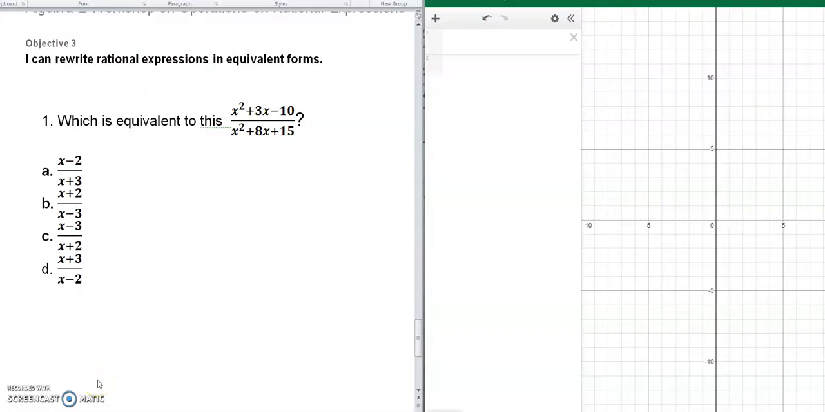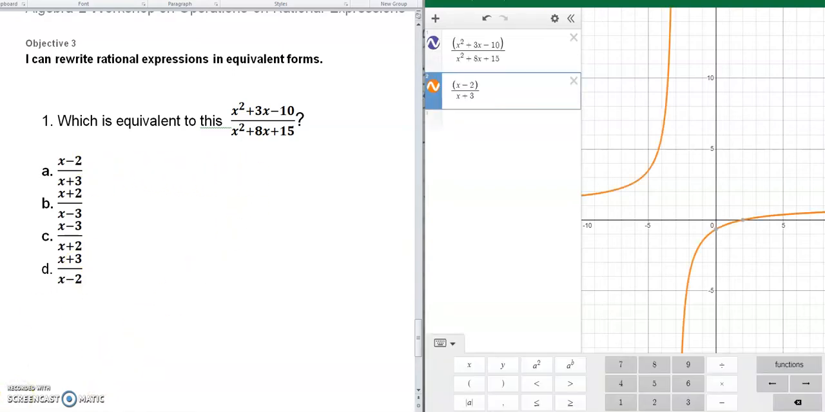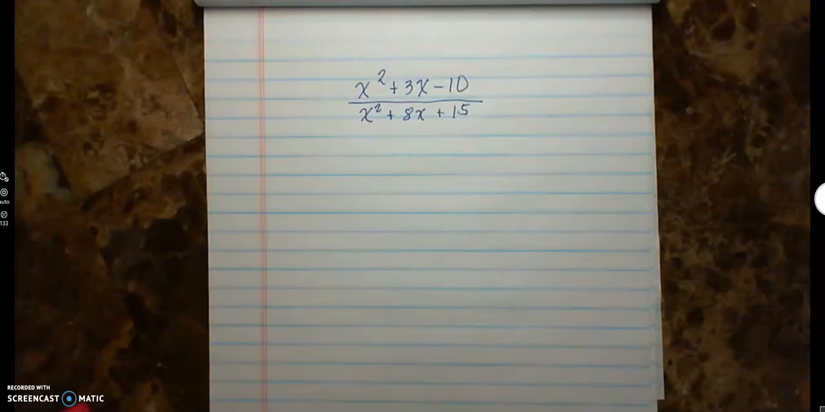So last and final objective, I can rewrite rational expressions in equivalent forms. Number 1, which is equivalent to this. Plug in on Desmos and see which one matches. All right, so the answer is letter A. All right, so let's do this by hand.